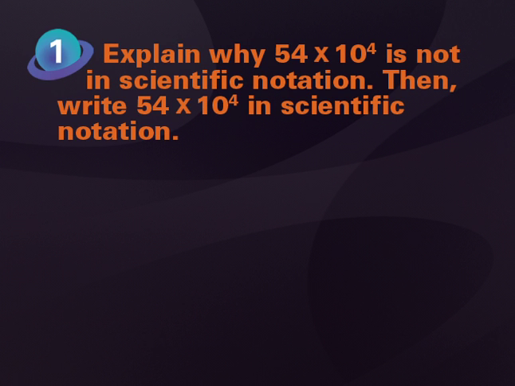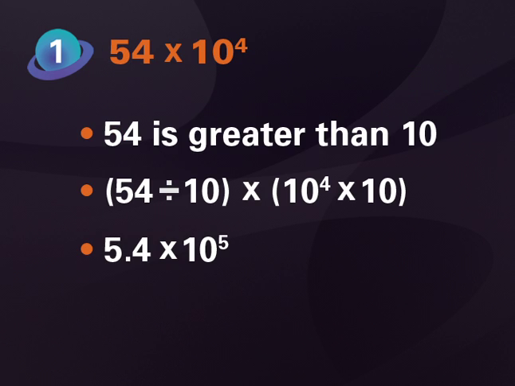In question 1 of challenge set 1, Nadia wrote the number 54 times 10 to the 4th power. Explain why the number is not in scientific notation. Then, write the number in scientific notation. The number is not in scientific notation because 54 is greater than 10. To make the first factor have the proper form, divide it by 10. Then, multiply the second factor by 10 to preserve the value of the expression. In scientific notation, the number is 5 4/10 times 10 to the 5th power.